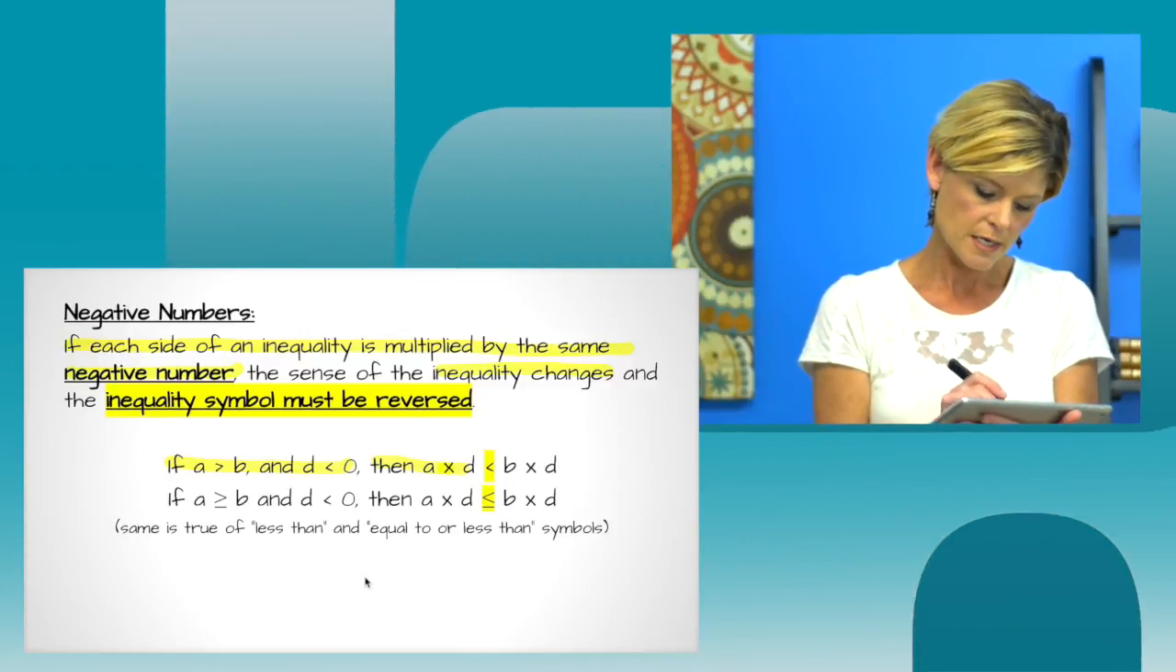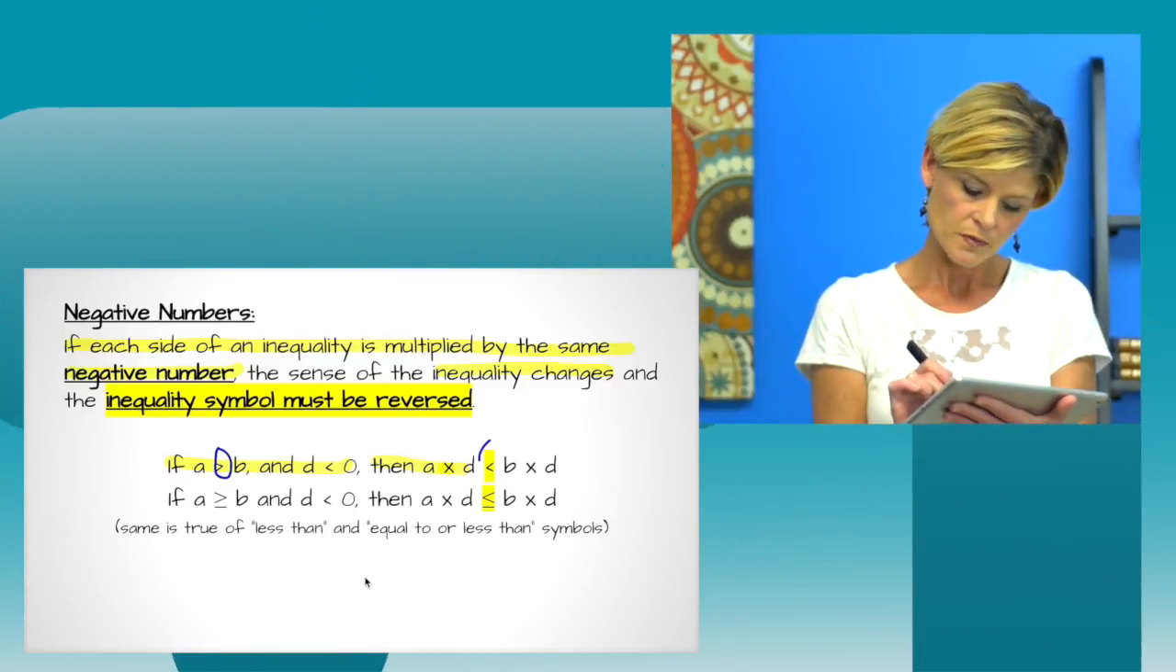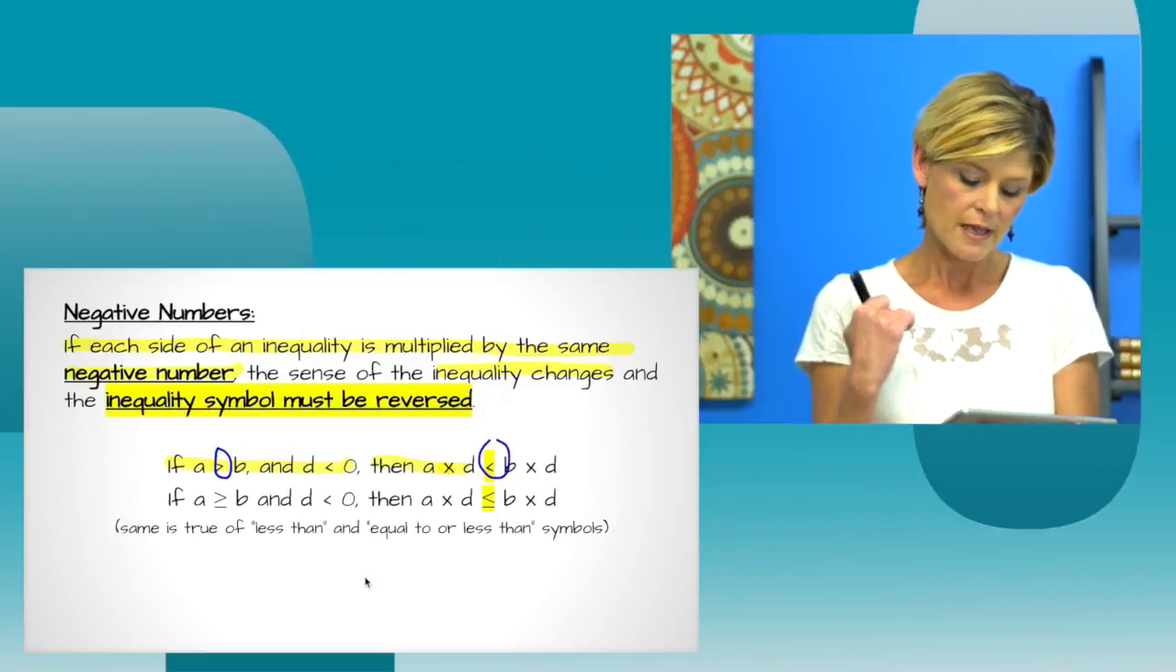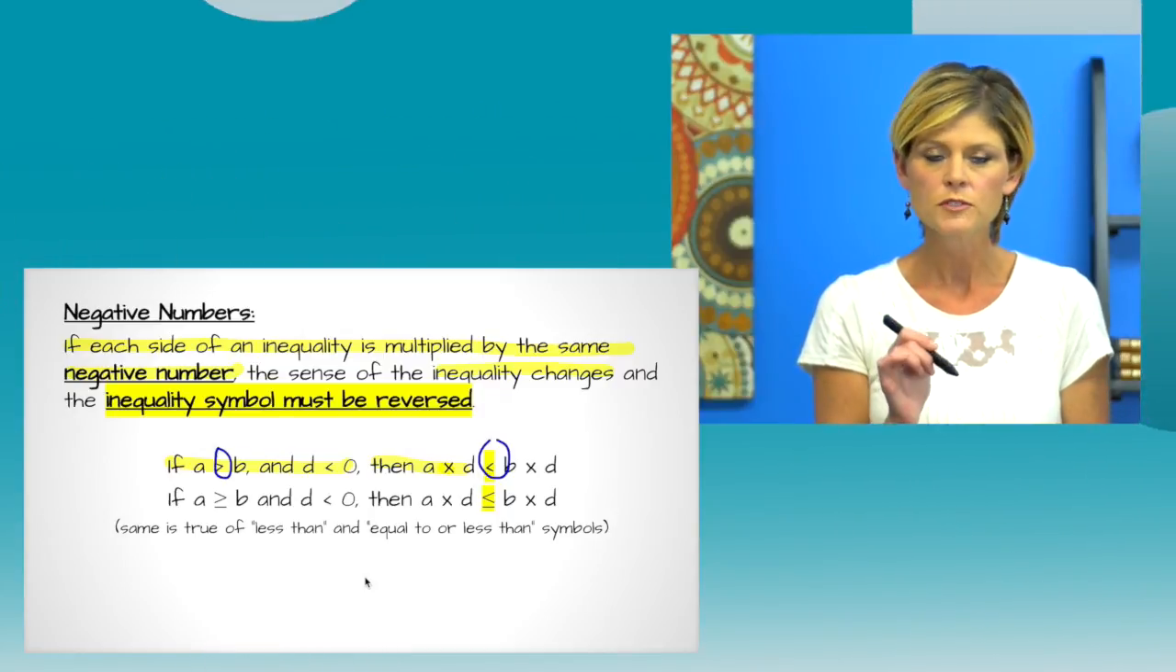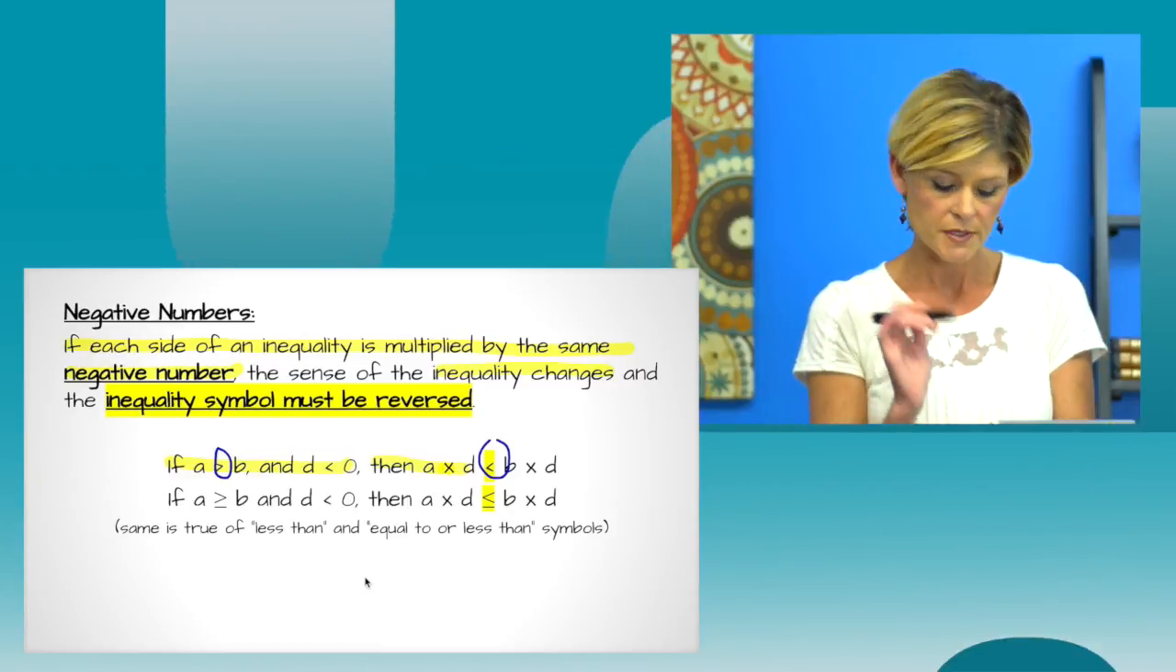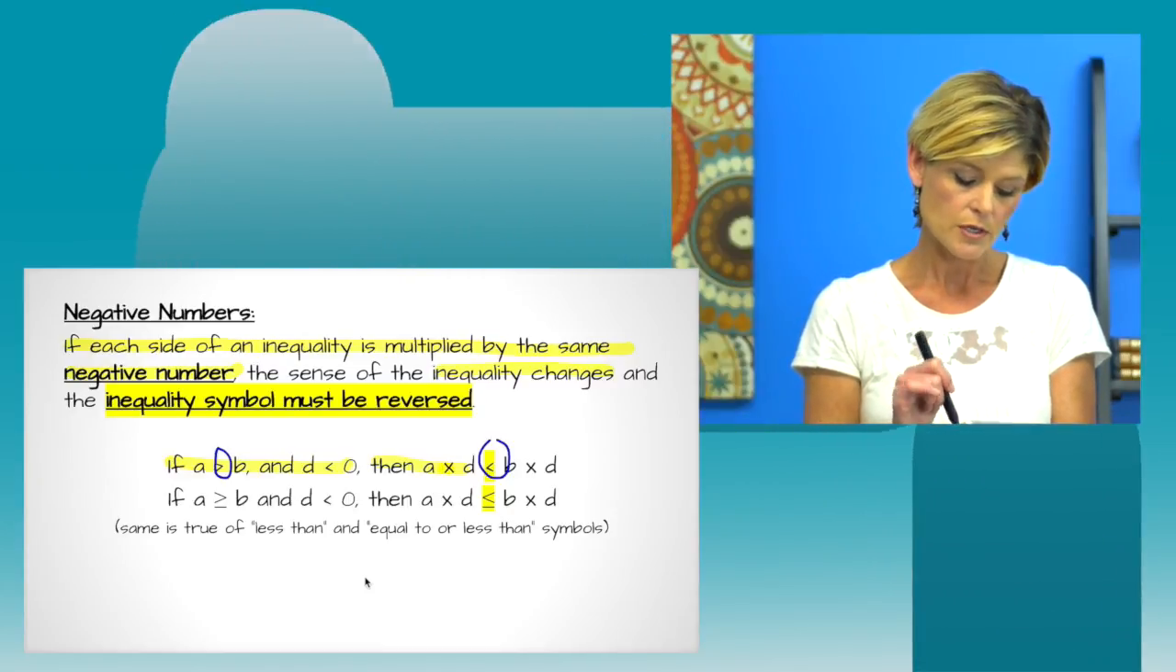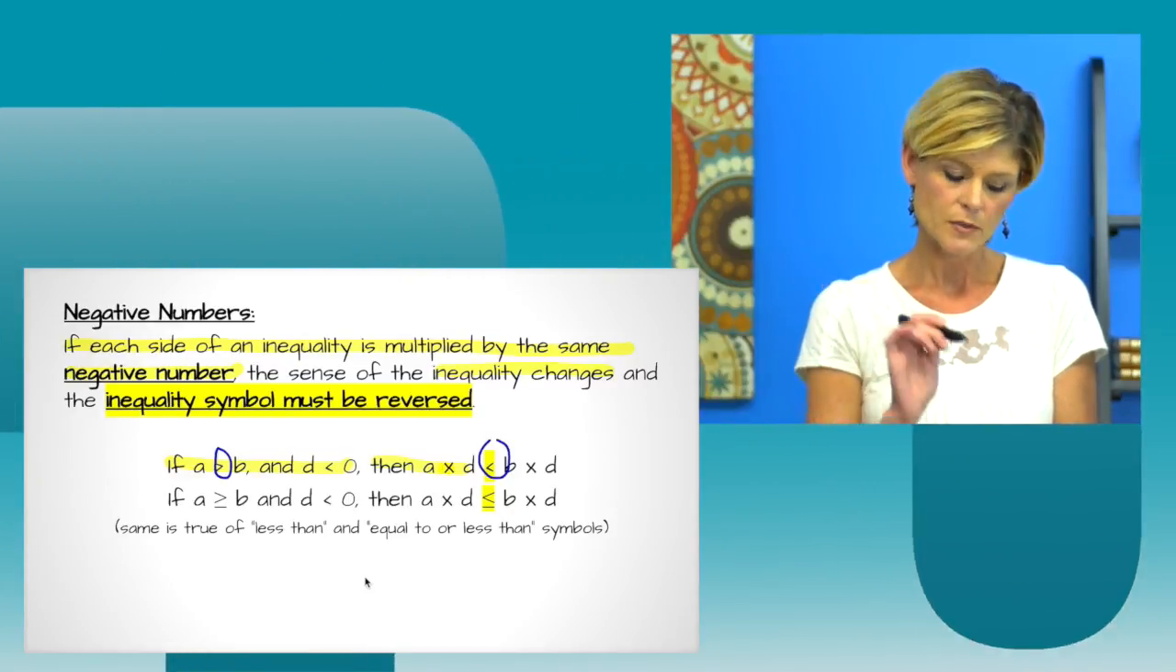Do you see how my inequality symbol shifted here? It turned in the opposite direction. And we always do that when we are multiplying by a negative number, for all the signs. Same with greater than or equal to, same with less than, and same with less than or equal to.